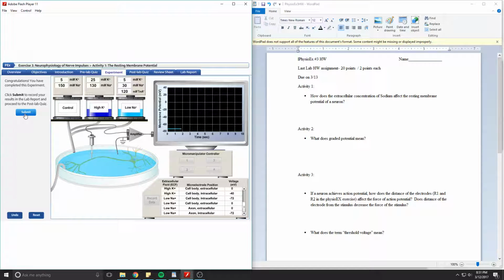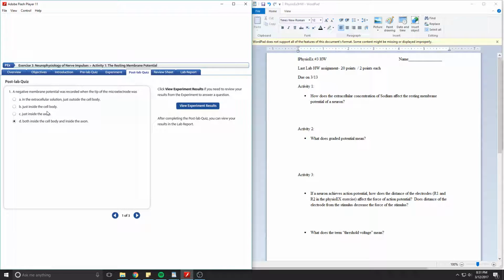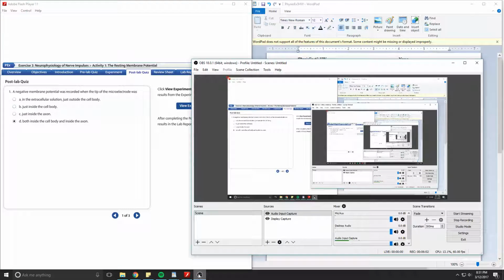All right, we're going to submit our results. A negative membrane potential was recorded when the tip of the microelectrode was D, both inside the cell and inside the axon.